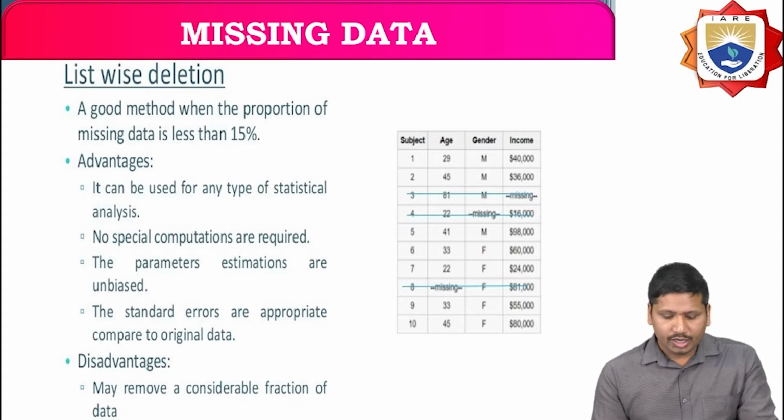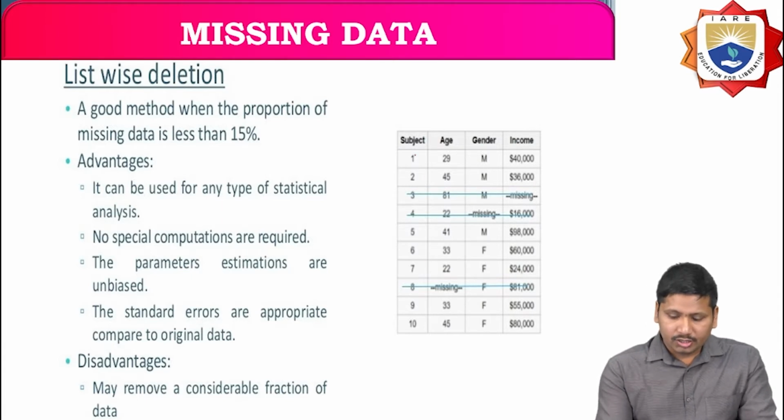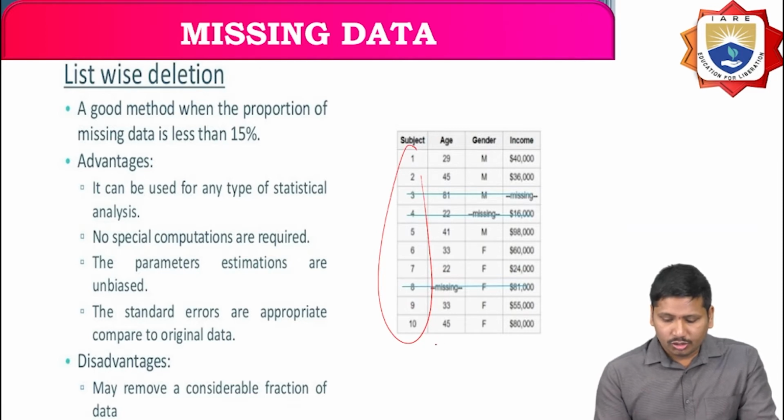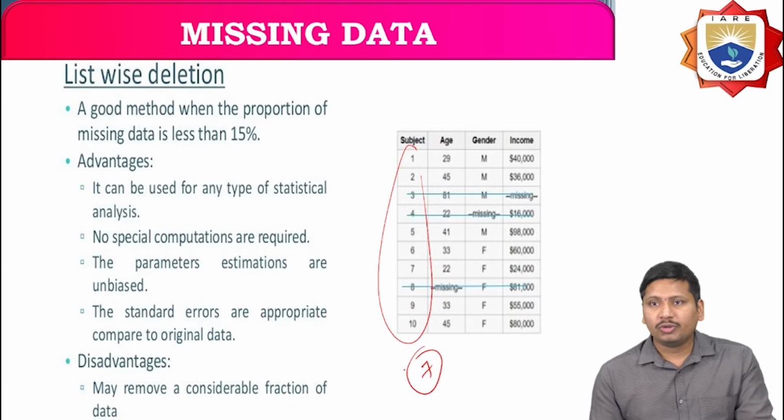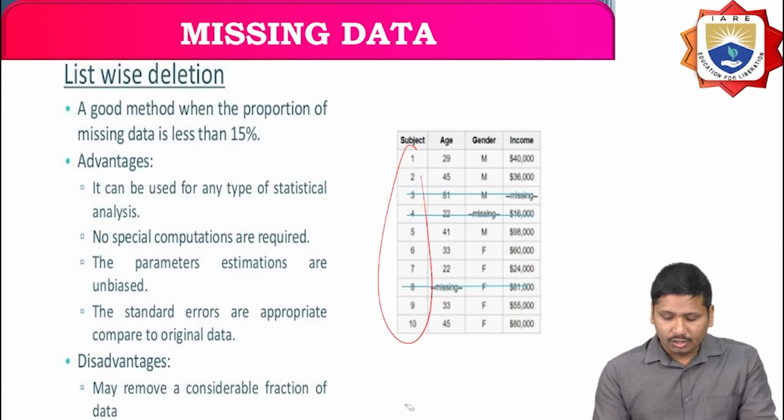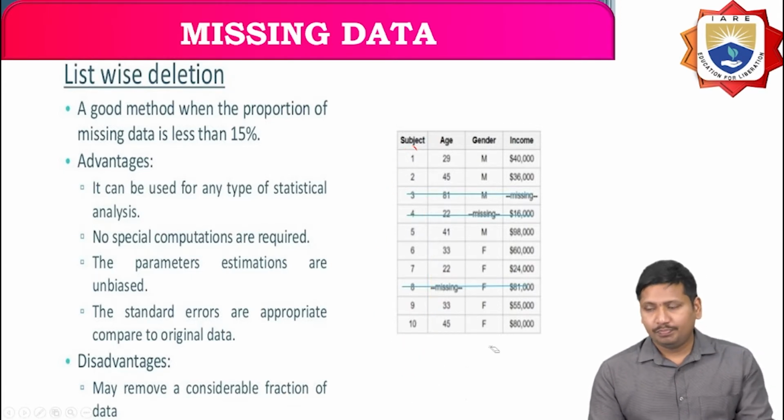The main disadvantage is that a considerable portion of the data is going to be deleted. Suppose the size of the data set is 10. Since I am going to delete 3 rows, the size of the data set is going to be reduced to 7. That is the disadvantage of this method.